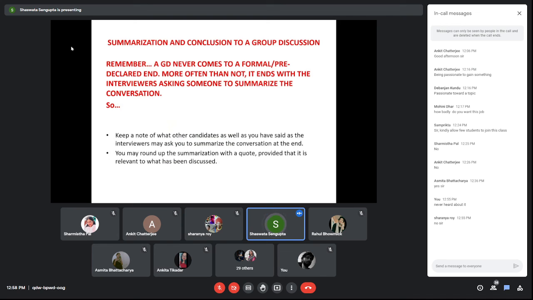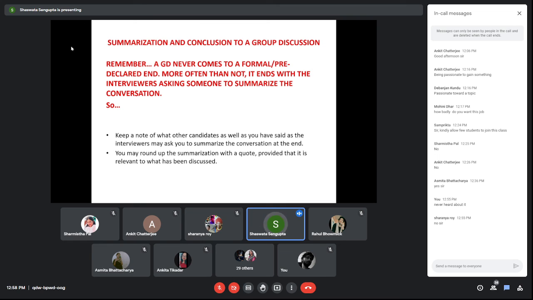Now, please keep in mind that a GD never comes to a formal pre-declared end. There's no end to a GD. The reason for this is that with all the arguments and counter arguments, they can keep on going on forever and ever. So very often after a particular period of time, one of the interviewers may pick out any one candidate and ask him or her to summarize the entire discussion.